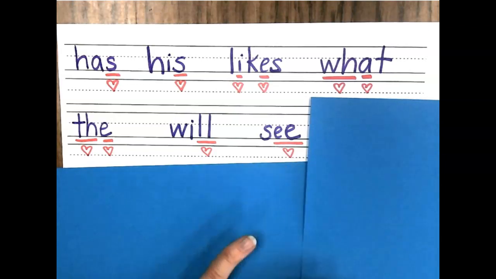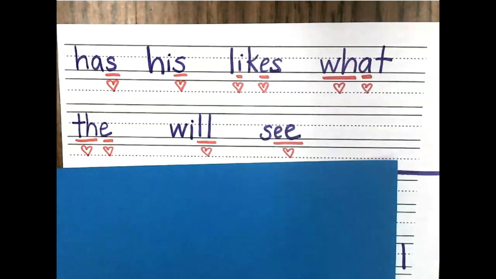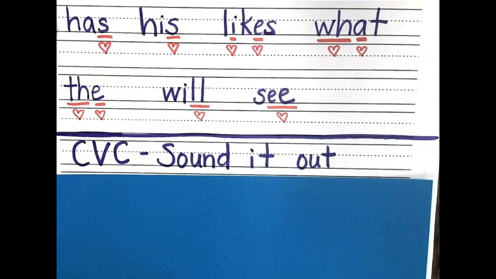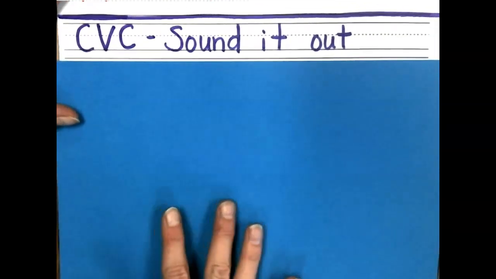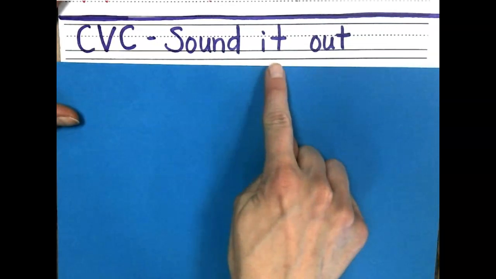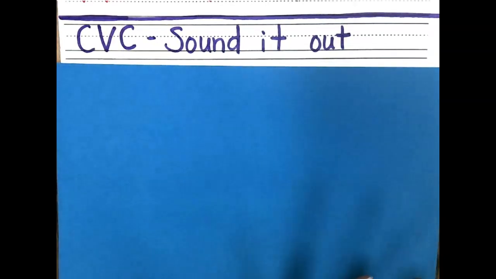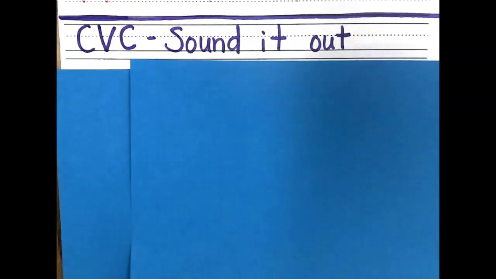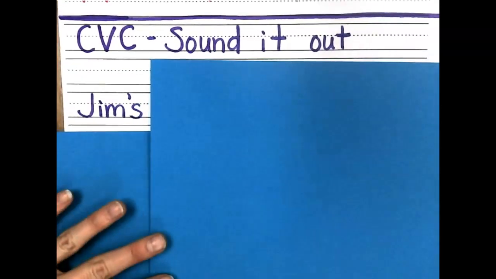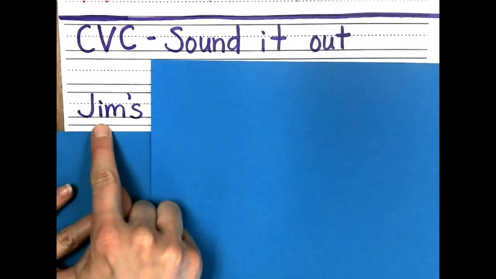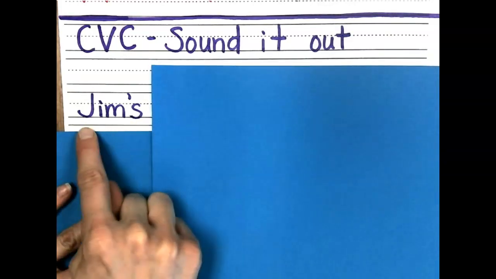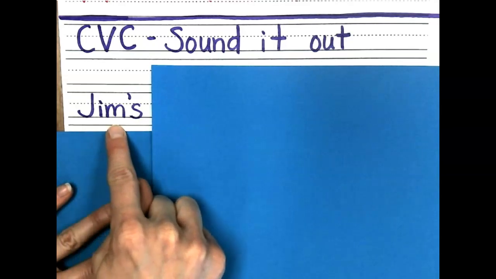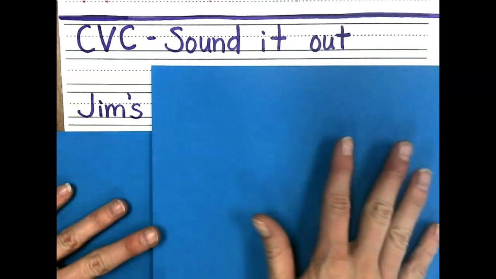E, see. Now we're going to take a look at some words that are in our story, Jim's Pig, but they are CVC words. When you see CVC words in our story, you are going to sound it out. That means you're going to say each sound that you see and then blend them together to make the word. Let's try this word. J, I, M's, Jim's.